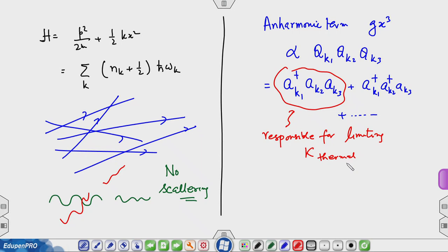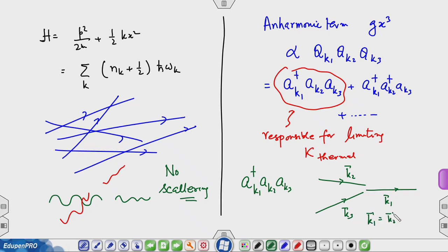How so? What this term indicates, the term a k1 dagger a k2 a k3, is that 2 phonons of wave vector k2 and wave vector k3 get destroyed, and they create a third phonon of wave vector k1, such that k1 is equal to k2 plus k3.